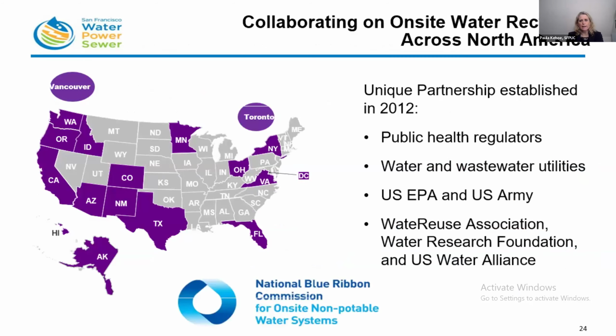And just to touch on what we're doing across North America, we've established the National Blue Ribbon Commission for on-site non-potable water systems. It's a unique partnership. It was established in 2012. It's comprised of public health regulators, water and wastewater utilities, US EPA and the US Army, as well as our partners, Water Reuse Association, Water Research Foundation, and US Water Alliance.